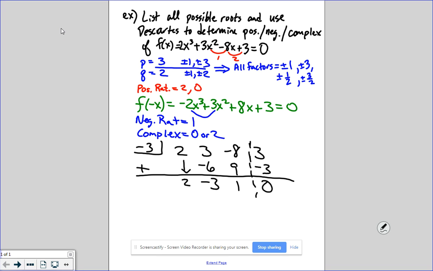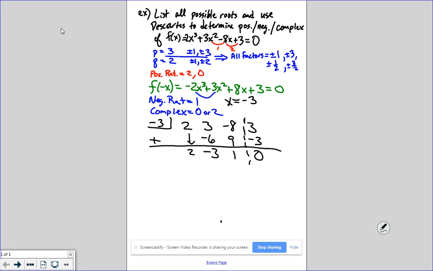So what's that tell me? My negative root is negative 3. So x equals negative 3 is one of my roots. How big is the depressed polynomial on the left? What's the power of it? 2. So it's a quadratic, right? So I've got 2x squared minus 3x plus 1 equals 0.